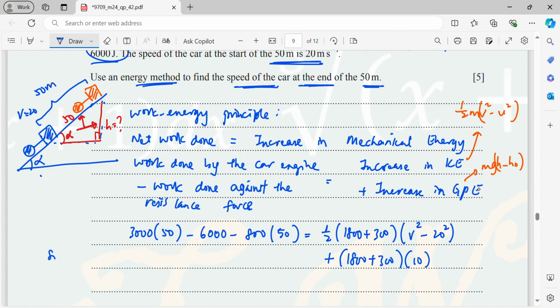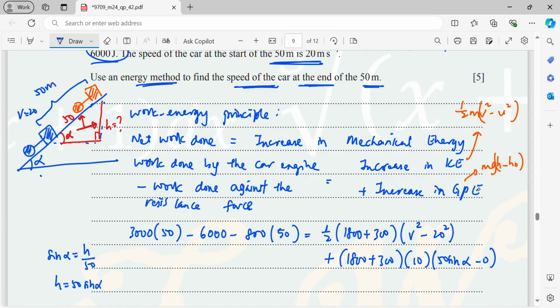sine alpha is h over 50. So the h is 50 sine alpha, right? So here the h is 50 sine alpha. Initial h will be 0.